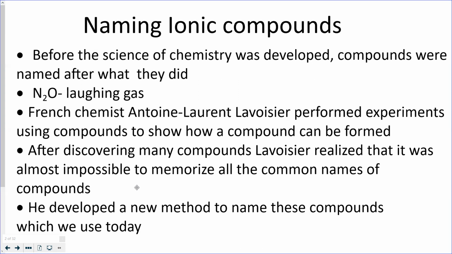However, with performing experiments to show how different compounds can be formed, we figured out that there's too many different names and too many different things to memorize. So it was almost impossible to memorize all of those common names of compounds. So the French chemists developed a new method to name these compounds, which is what we use today. So we actually name them based off of what they're made of versus what they do.